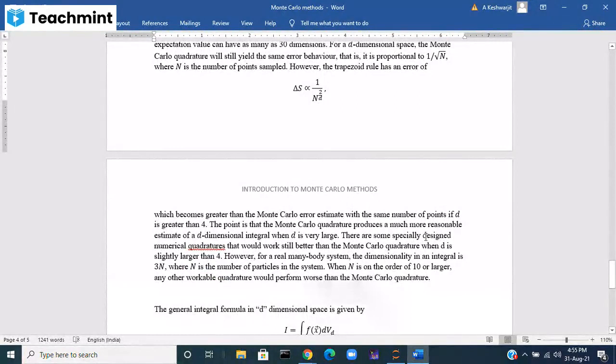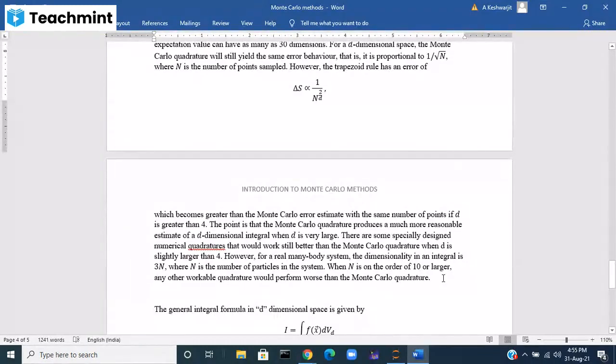So there are some specially designed numerical quadratures that would work still better than Monte Carlo quadrature when d is slightly larger than 4. However, for a real many-body system, the dimensionality in an integral is 3 times n, where n is the number of particles in the system. And when n is of order 10 or larger, any other workable quadrature would perform worse than Monte Carlo quadrature.